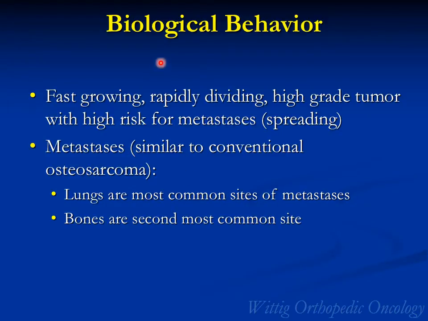The biologic behavior of a telangiectatic osteosarcoma is similar to a conventional osteosarcoma. It's a fast-growing tumor, rapidly dividing, high grade with a high risk for metastases. Metastases are the same as for a conventional osteosarcoma, the lungs being the most common site and the bones being the second most common site. So in workup of these patients, naturally of any osteosarcoma, a CAT scan of the chest and a whole body bone scan is important for staging the patient.